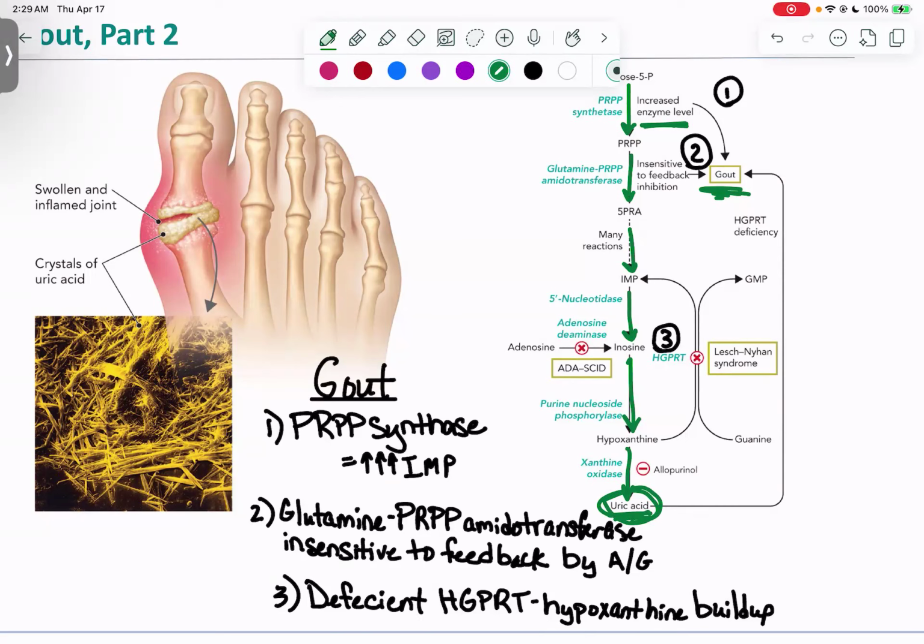And then the last way is if you have low levels of this enzyme HGPRT. HGPRT takes hypoxanthine and recycles it back to IMP. So if you don't do any recycling, then hypoxanthine is going to build up, which means I'm going to make more uric acid, which means I'm going to have gout, right?